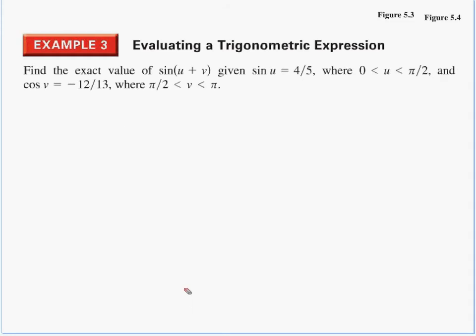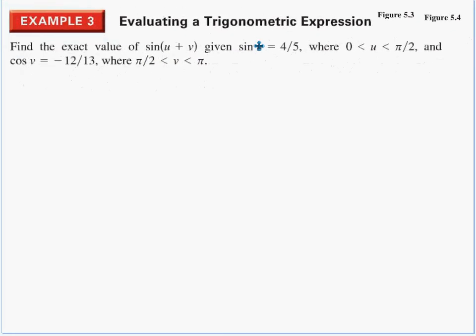Okay, example 3. They're asking us to find the exact value of sine of the sum. So we know we're going to use the sine of a sum formula. And they gave us two things. Sine of angle U is 4/5, where angle U is between 0 and a half pi. That tells us what quadrant we're in. And then cosine of angle V is negative 12/13, and angle V is between half pi and 1 pi. So we're going to need to draw a couple triangles.